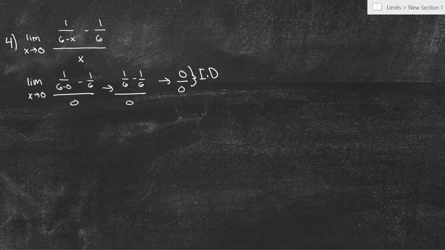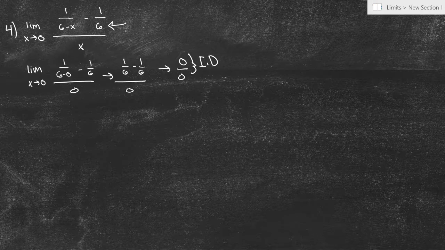Got to try something else. Step 2 is to factor. Don't think we can factor anything here. Step 3 is to expand parentheses. Don't think we can do that, but step 4 is to find a common denominator. That looks like something we can do right here with the 6 minus x and 6. Let's try to find a common denominator with that and see what we can do from there.